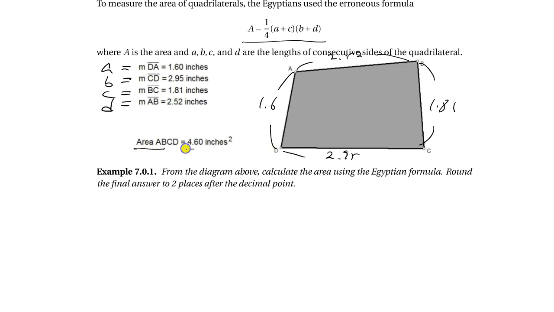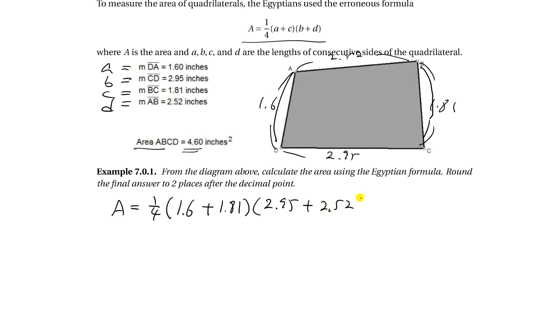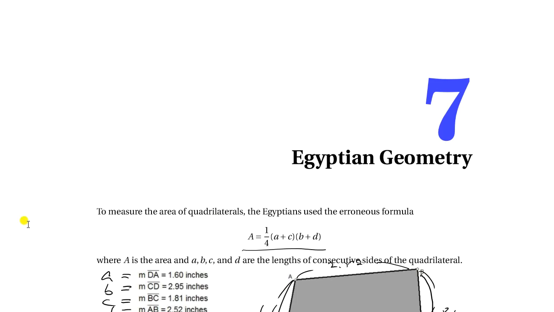And this one is the result from that software. The software calculates the area of this quadrilateral, and it says the area is 4.6 square inches. Okay, then let's apply that formula here. So 1/4 of A plus C. As you can see, the key point for that formula is we have to add the lengths of opposite sides. So 1.6 plus 1.81 and 2.95 plus 2.52. Please use your calculator to get the results.